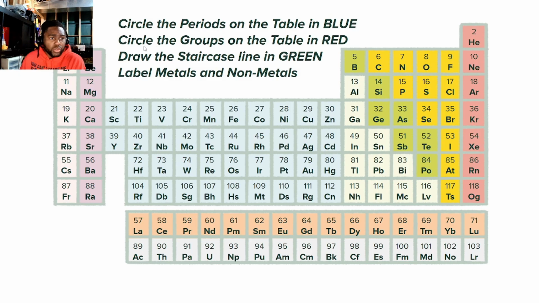If you want, you can also circle the different groups on the table in red. And then you can draw the staircase line in green. And then you'll have the option to label the metals and non-metals. The analogy that I always use is metals are losers because they lose electrons, and then non-metals typically gain electrons.